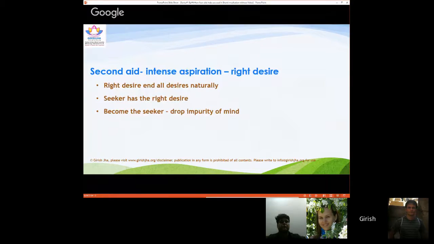Second aid is intense aspiration, means the right desire.